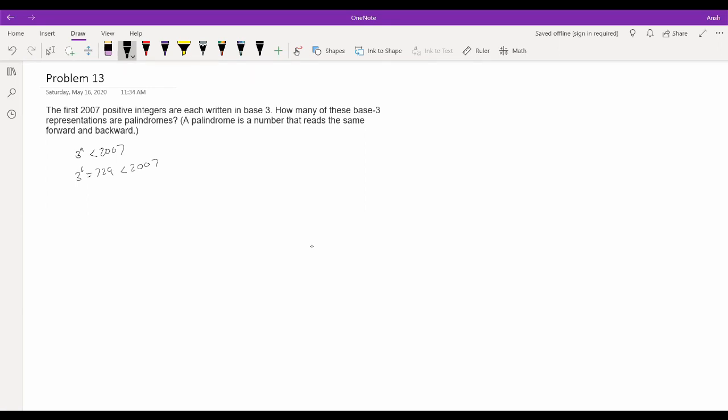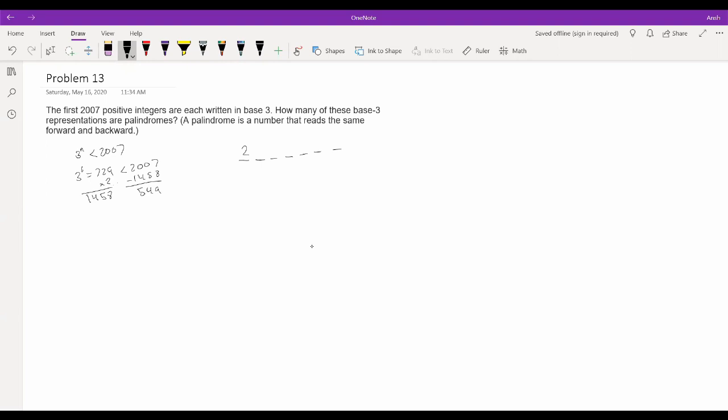Well, we can multiply by 2 to get 1,458, and that's less than it. And if we add more, it just doesn't work out. So it fits in twice. So if you take 2007 and subtract 729 times 2 from it, we end up with 549 as a remainder.